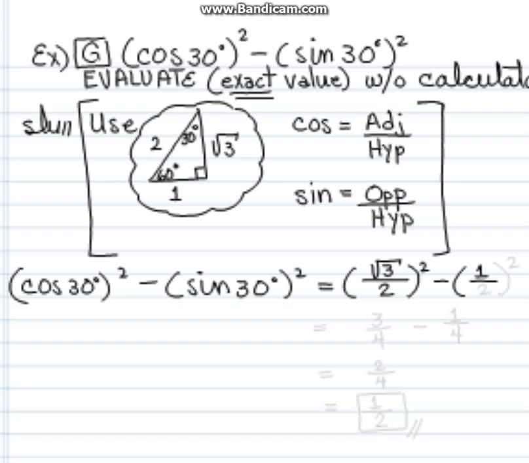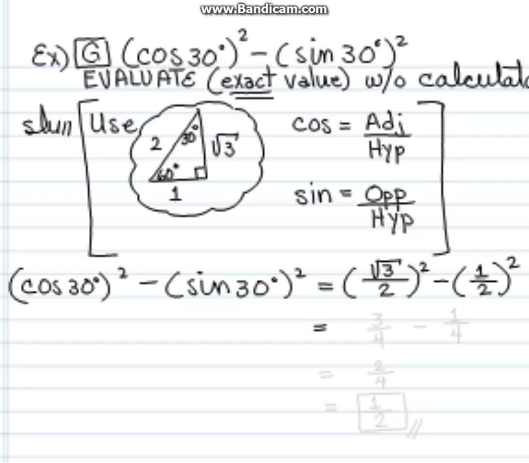Now look at the sine of 30 degrees. So look at the 30-degree angle. The sine is by ratio defined to be the opposite side, which is 1, over the hypotenuse, which is 2. Close your parentheses and square it. So we're just plugging in the ratio values for the cosine and the sine of the 30-degree angle.